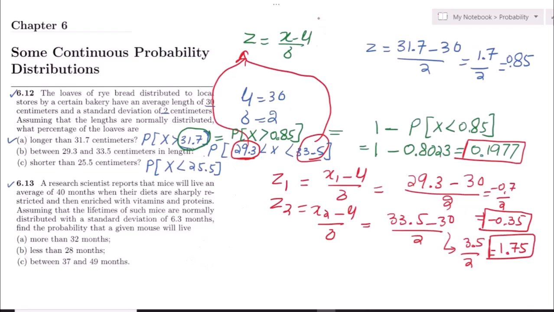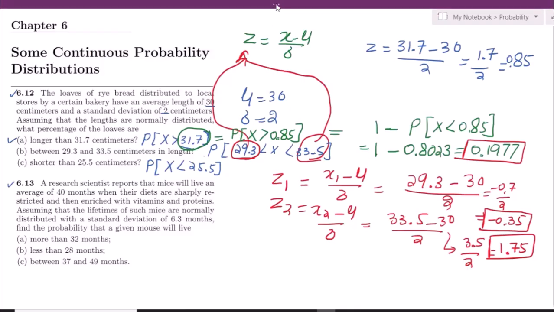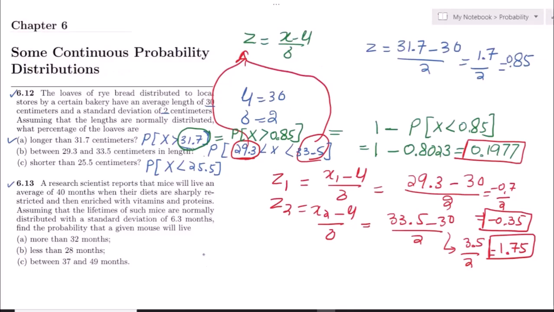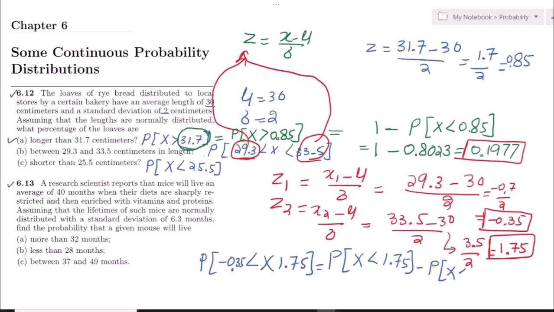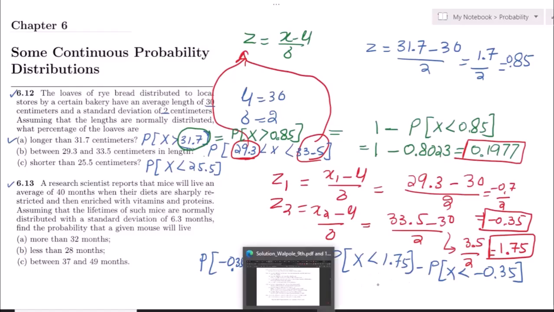It would be, let me use this blue color. So for x, we will have x is greater than minus 0.35 and less than 1.75, and this would be the probability that x is less than 1.75 minus the probability that x is less than minus 0.35. You have to find these values and then write the answer of it. Let me write them here.